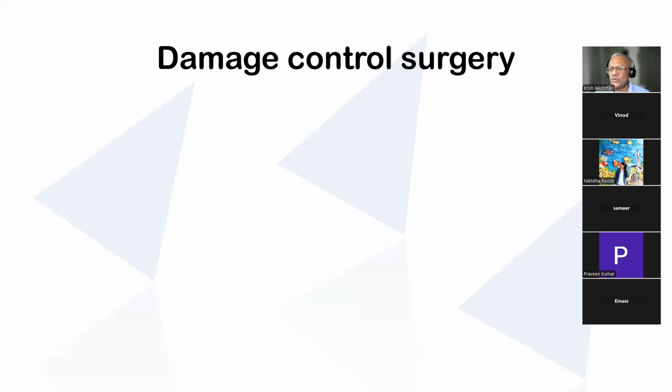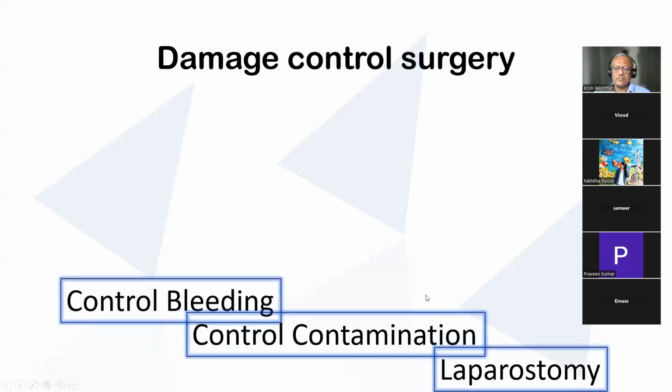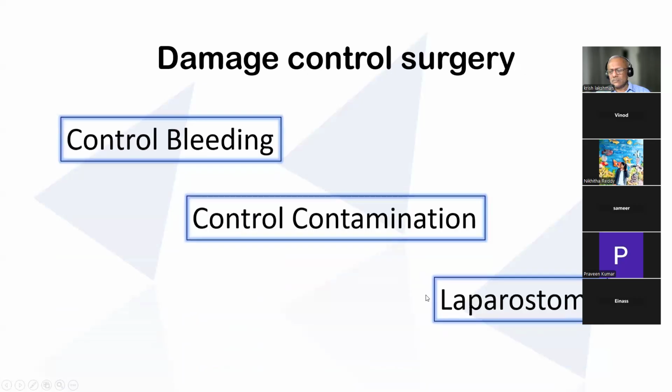Why are you beating around the bush? What are the two things that you control when you're doing damage control? Hemostasis, correct. Bleeding is one thing, and the other is stabilization of contamination. That's all there is to it. There is nothing magical about damage control. I'm sorry, it's already 10 o'clock.